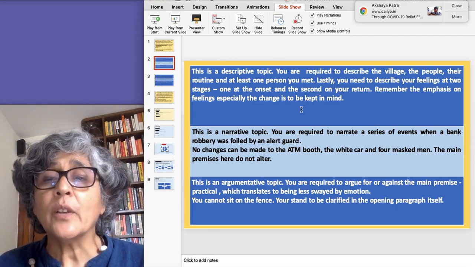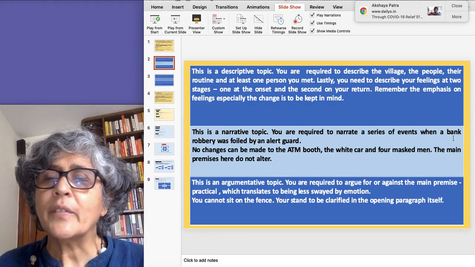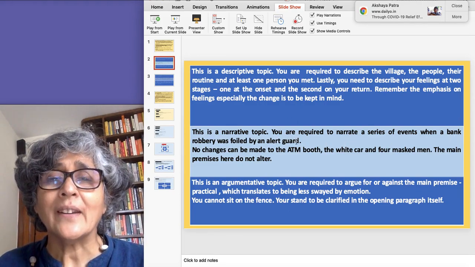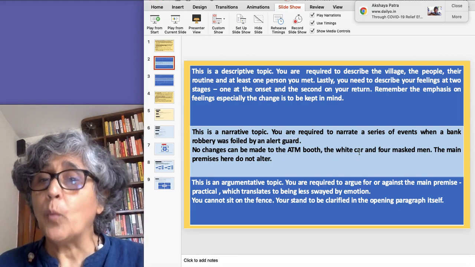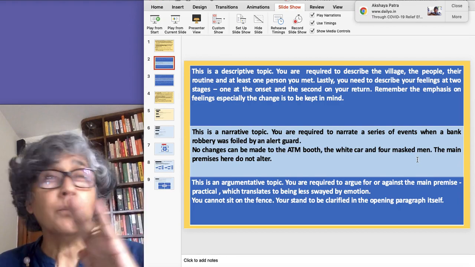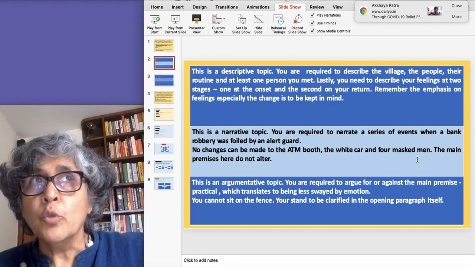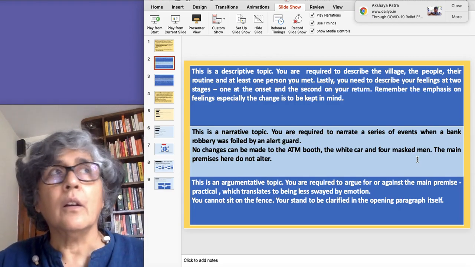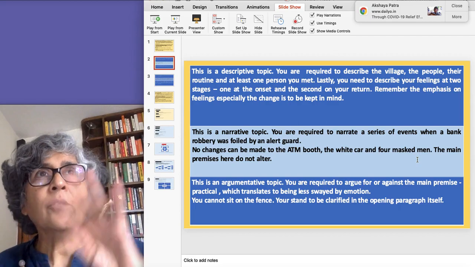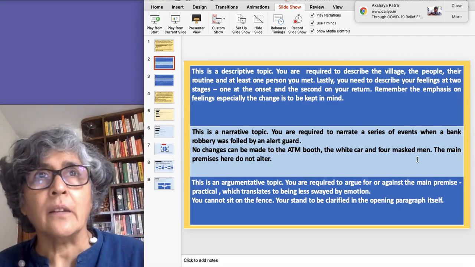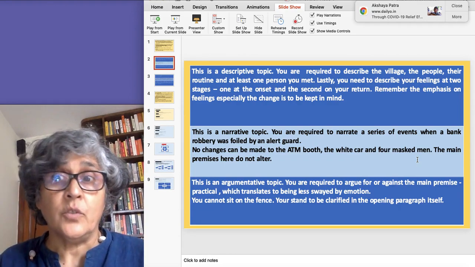Now the second one was ATM, remember? So narrative, a series of events when the bank robbery was foiled by an alert guard. No changes can be made to the ATM booth. The white car, 4 masked men. You have to keep to that. You can't suddenly make it into a blue Mercedes or a grey Jeep. Don't change. And 4 masked men means 4 masked men. You can't have 4 ninja turtles. Be careful. Don't change.